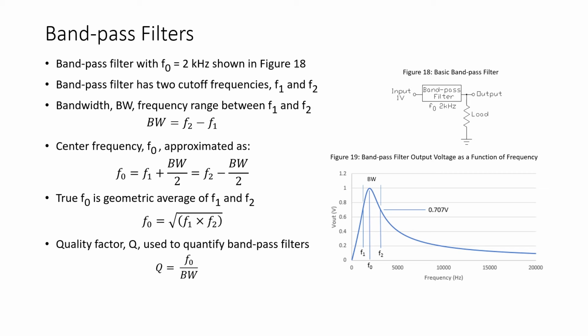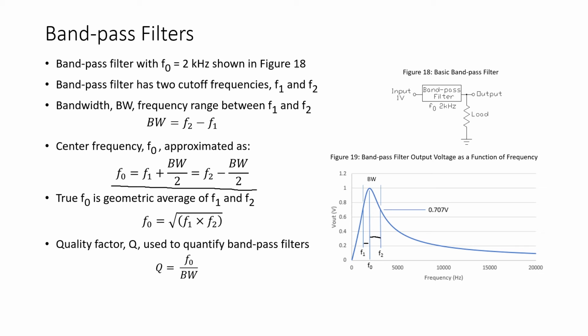Now, generally speaking, we can approximate the center frequency, F sub O, by finding F1 plus the bandwidth divided by 2, and F2, which equals F2 minus the bandwidth divided by 2. However, looking at the frequency response curve in figure 19, notice that this graph is somewhat non-symmetrical, meaning the distance from F1 to F0, F naught, is not the same as the distance from the center frequency to F2. So this graph is really not symmetrical. However, for most purposes, we can use this equation for a valid approximation of the center frequency, F sub O.